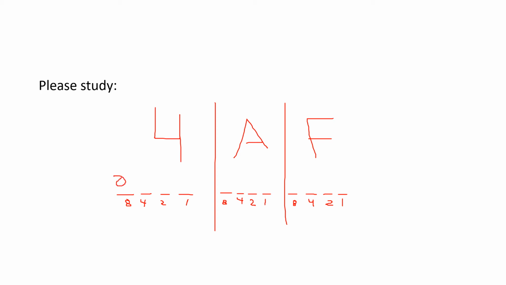It'd be 0, 1, 0, 0. 10 is a 1, 0, 1, 0. And F, or 15, is 1, 1, 1, 1. So 4AF is 1, 0, 0, 1, 0, 1, 0, 1, 1, 1, 1 in binary.